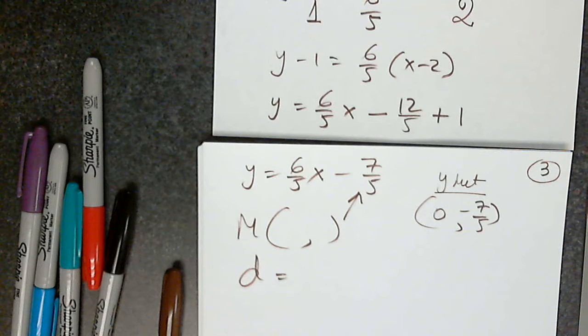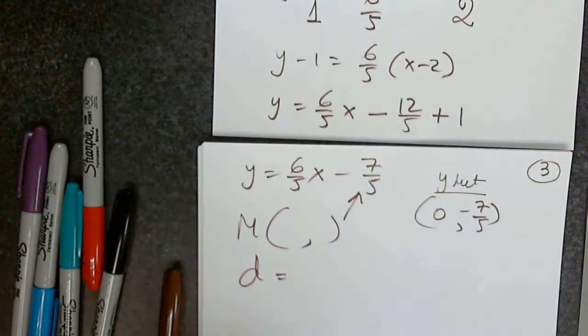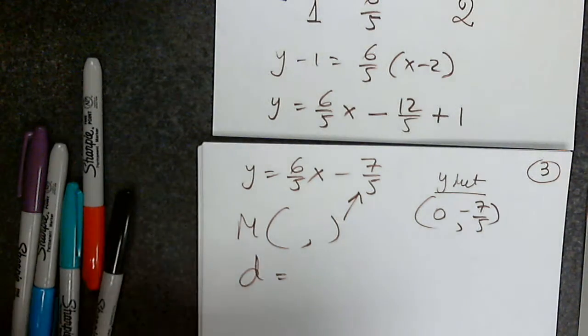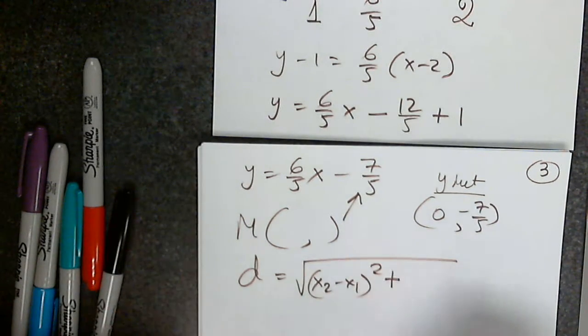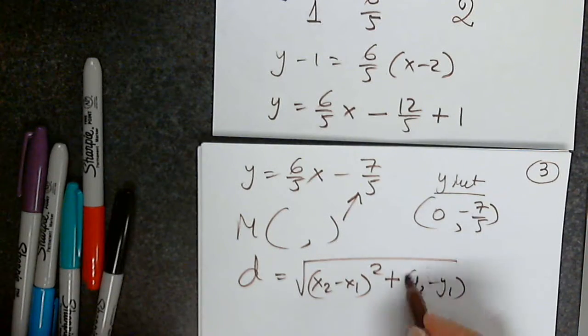The square root of x2 minus x1, everything squared, plus the same thing for y. No. Everything is under the square root. Everything is under 1 square root. So only 1 square root. So the square root of x2 minus x1 squared plus y2 minus y1 squared.